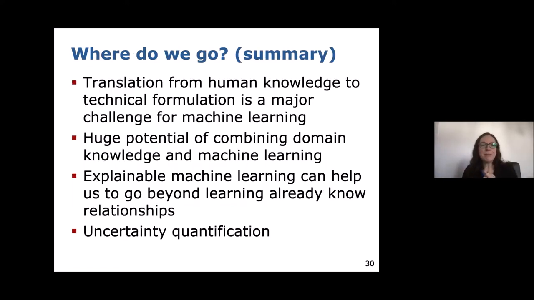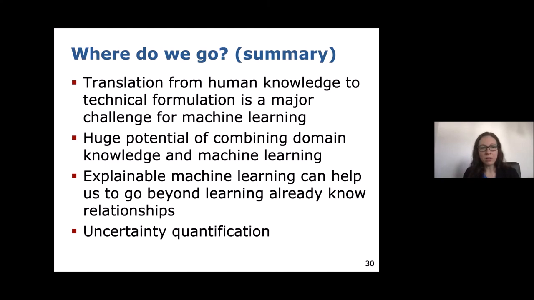So I want to sum up, and my summary is actually more from my viewpoint of where I think we should go, but I avoided the should go. So I'm just saying what we do next. I showed you this timeline from state of the art to future directions, and you also see where there are still open research questions and challenges. I see a major challenge in the translation from human knowledge to technical formulation. I also see this as a huge challenge in Earth observation, because this is necessary for machine learning. I see a huge potential in combining domain knowledge and machine learning, whether it's informed machine learning or explainable machine learning. I especially see that explainable machine learning can help us go beyond learning already known relationships; it can help us find out new things.